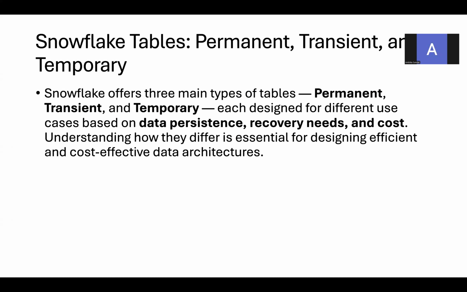Each is designed for different use cases. These are the different use cases for why the data warehouse is going to store the data. How they differ is essential for designing efficient and cost-effective data structures. Whatever data storage we build, it should be efficient in design as well as cost-effective. The data storage should be able to store a large amount of data, millions and billions of records. That is why we are going for the three types of tables in Snowflake.